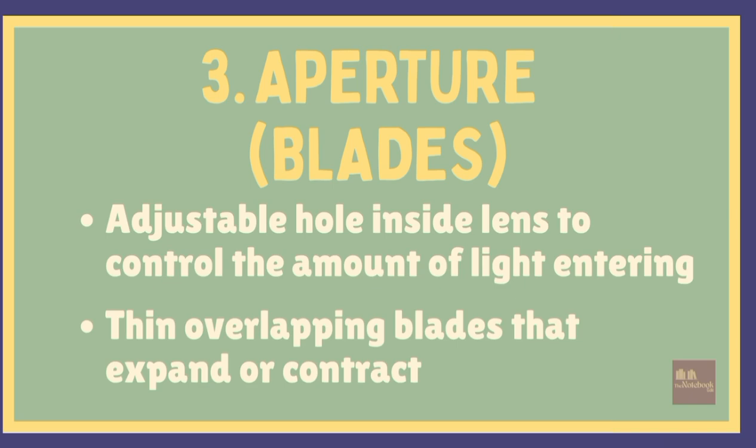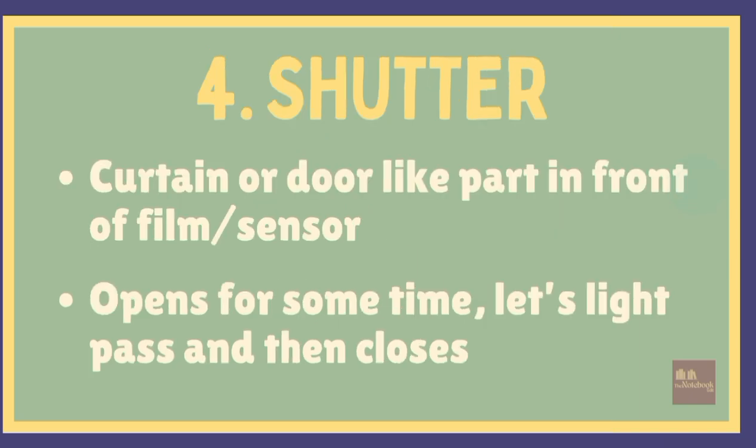Aperture, also called the blades of the camera, is an adjustable hole inside the lens so that you can control how much light you want the camera to capture. Whether you want it to capture a lot of light or less light depends on how you set your aperture. Next, we have the shutter. It is like a curtain or a door in front of the film or the sensor. It opens for some time, lets the light pass, and then it closes.